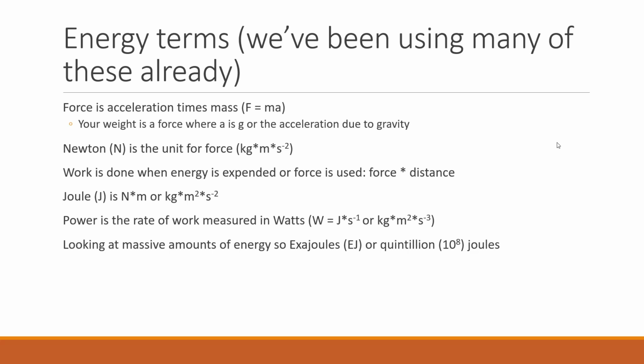Power is the rate of work measured in watts, so a watt is a joule per second, or kilogram times meter squared over second cubed. So when we're looking at the Earth, we're looking at massive amounts of energy. So we're talking like exajoules, which is quintillion joules, 10 to the 18 joules. Whereas a light bulb uses 60 watts. So watts is joules per second. So we're talking massive amounts of energy when we're talking about the planet.